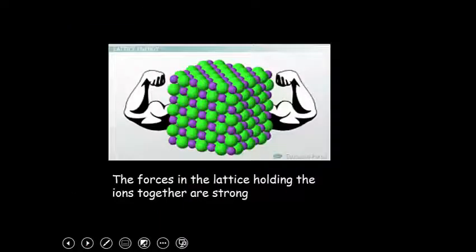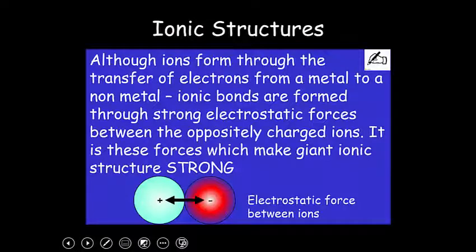Okay, so a really important point there, the forces in the lattice that hold the ions together are very strong. That's because of the electrostatic bond between them. Okay, so key points here. Although ions form through the transfer of electrons from a metal to a non-metal, the ionic bond itself is formed through the electrostatic force between the oppositely charged ions. And it's that makes the giant ionic structures really strong.